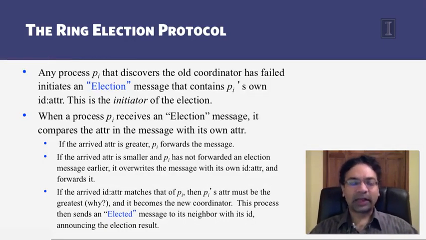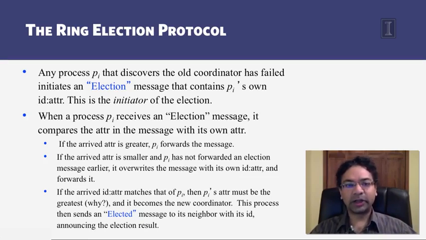So what does the algorithm look like? Let's look at an informal description, pseudocode of the algorithm, and then we'll see the example played out. Any process Pi that discovers that the old coordinator or the old leader has failed initiates an election message, and the election message contains the initiator Pi's own ID along with its own attribute. The ID is needed so that you can identify who last wrote into the election message, and the attribute is needed so that you can elect the process with the best, or highest, attribute as the leader. Pi is the initiator of the algorithm. It then passes along this election message to its successor.